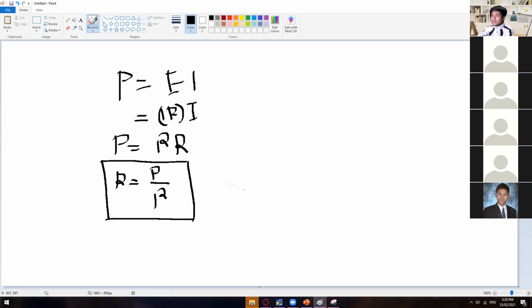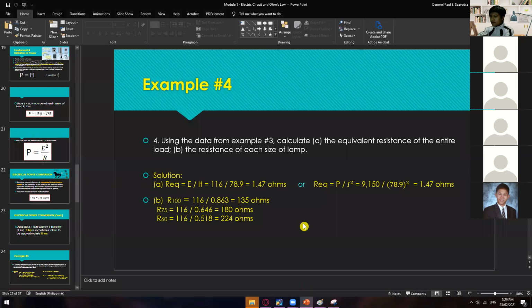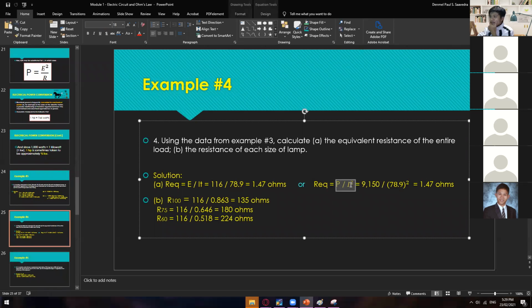So that is R is equal to P divided by I squared. We can also use the first one, which is V equals I times R, so R equals E over I.